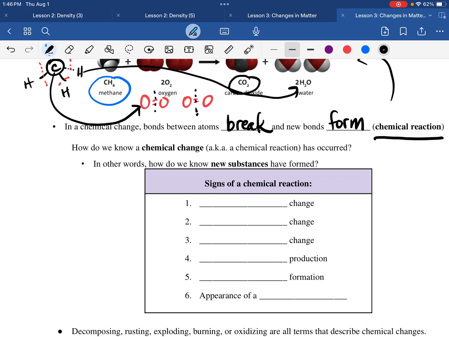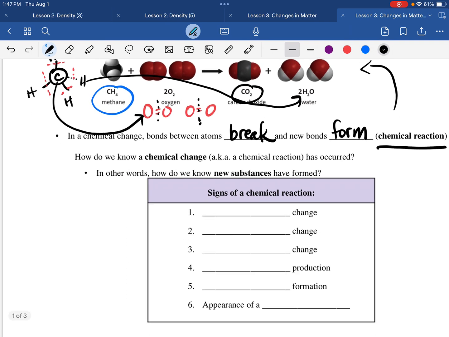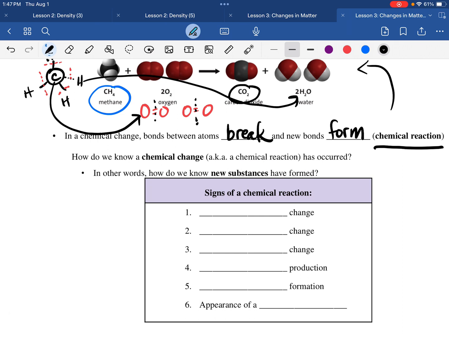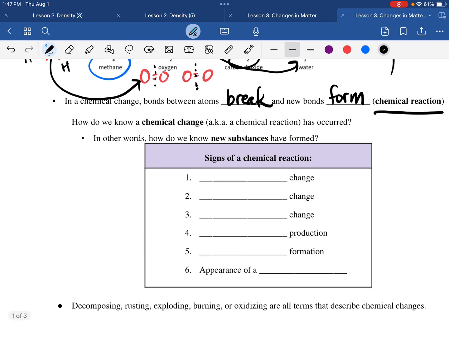When we mix 2 things together and we want to know if a chemical change has happened, we do not have powerful enough microscopes to see the actual atoms and whether they have formed new bonds with other atoms. So we have to look for visible signs that we can see without a microscope. Here is a list of signs that a chemical reaction has occurred. Chemical reactions always form new substances. So how do we know that new substances have formed? Well, there's 6 telltale signs.